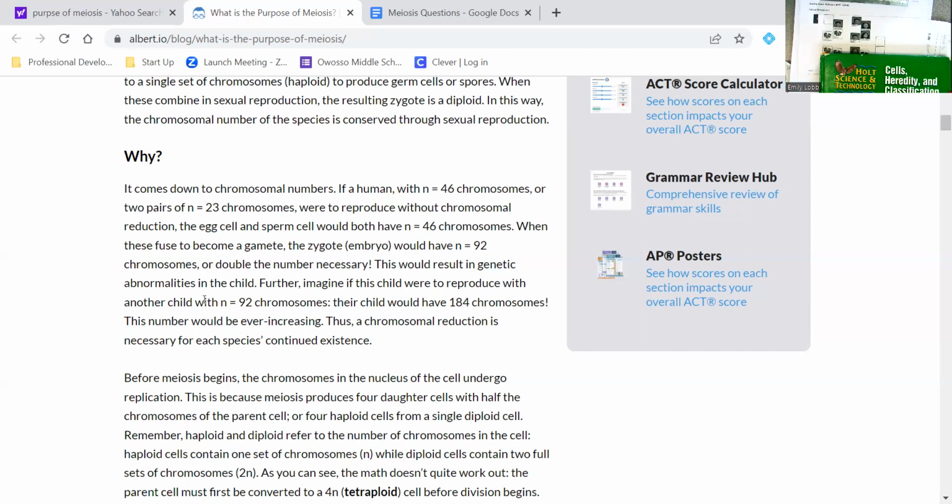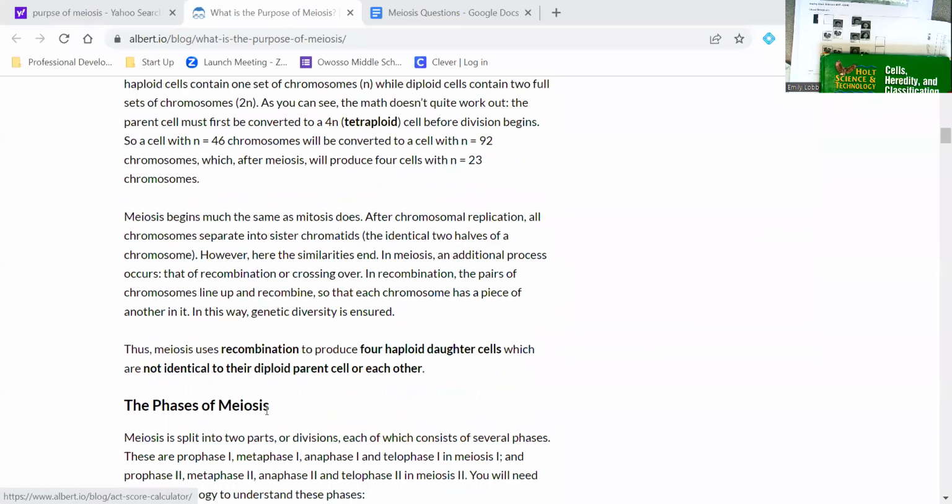If we had a bunch of genetically abnormal people, could our species survive? No, we would die. We would continuously create more and more abnormalities until we could no longer exist, until we had no survival. We had no way of living. So try those things. Let me pause that recording. We're answering the question.